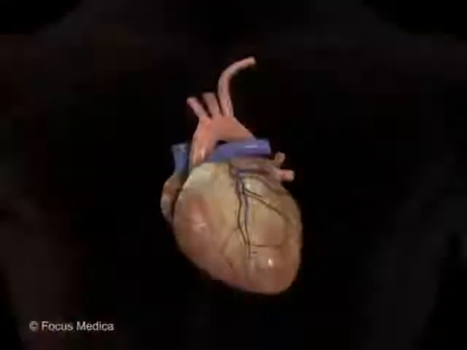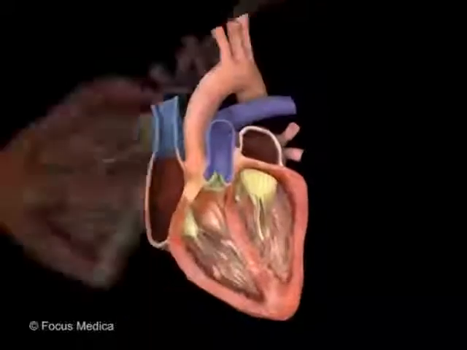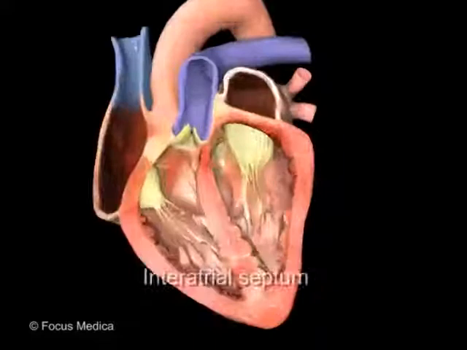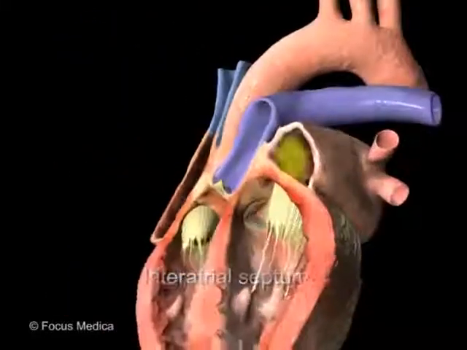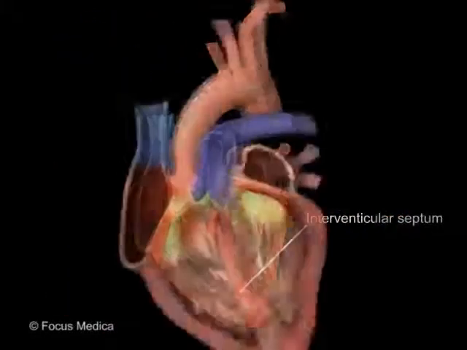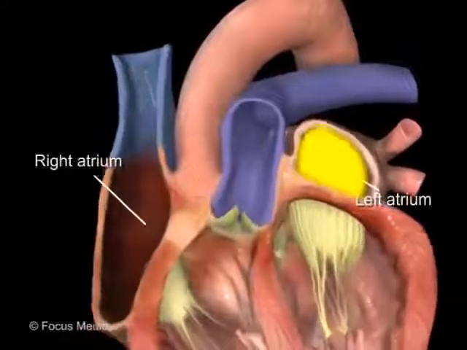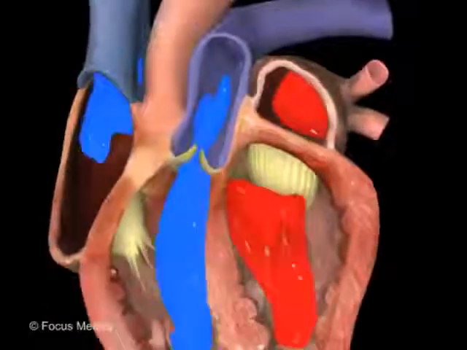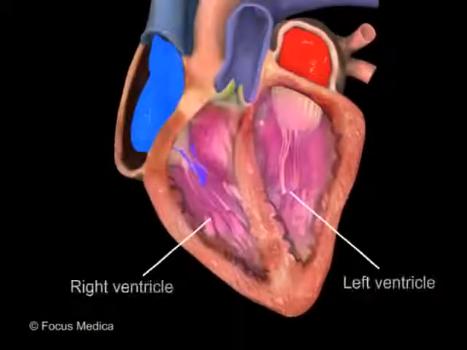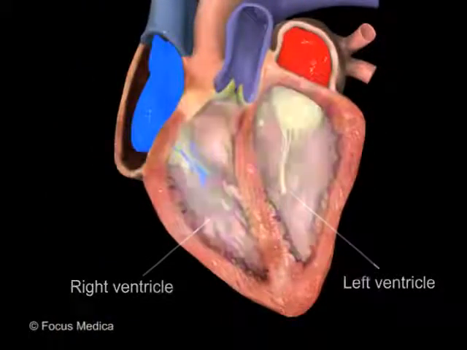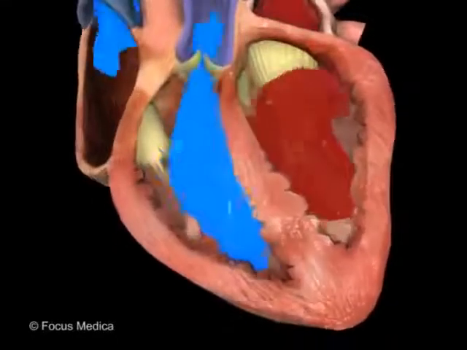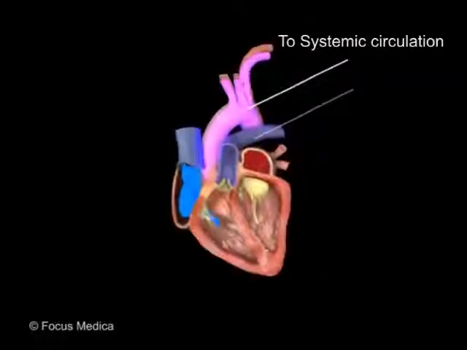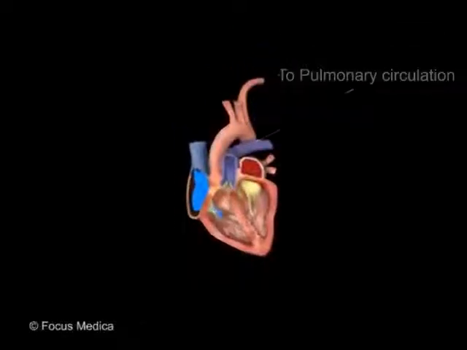The human heart is made of 4 chambers, 2 atria, and 2 ventricles, partitioned by interatrial and interventricular septa. The right and left atria are the receiving chambers for blood and are located above and to the right of the corresponding ventricles. The ventricles are the ejection chambers and pump blood into the systemic and pulmonary circulation.